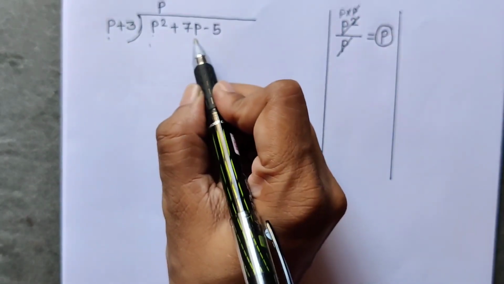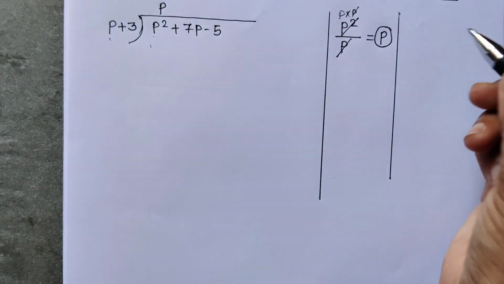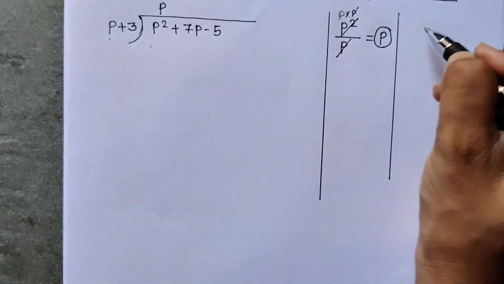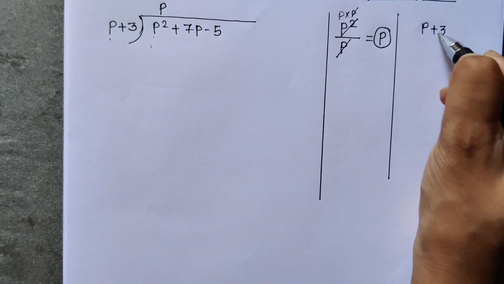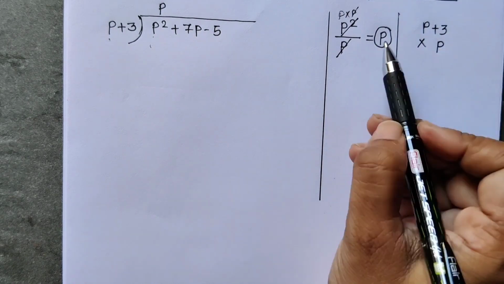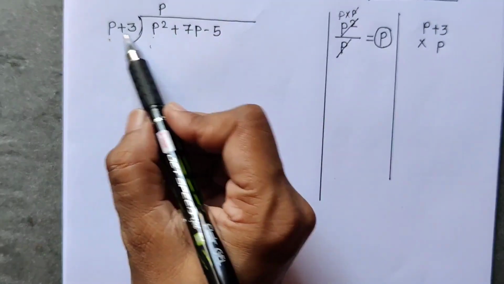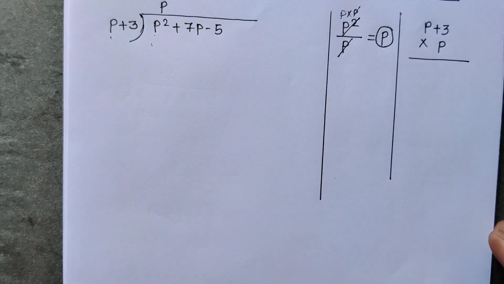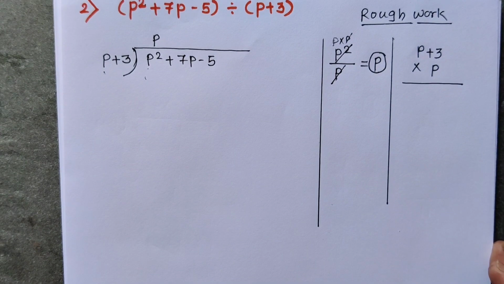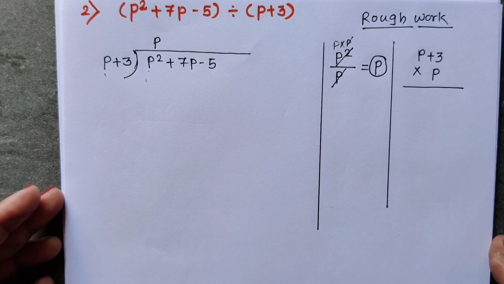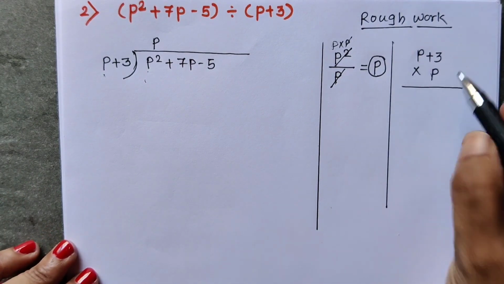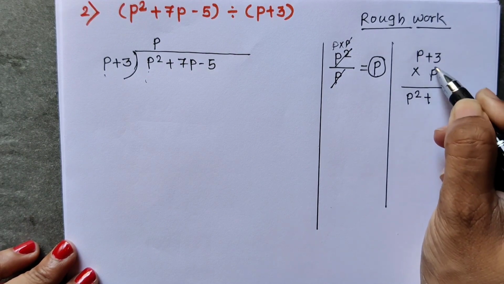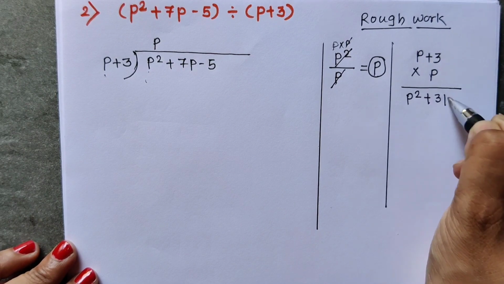But what we have to write in the dividend, that we will do here. That means this p multiplied by the divisor p plus 3. So we will get the answer which we have to write below. P into p is p square. Plus sign is there, put the plus sign. P into 3 is 3p.